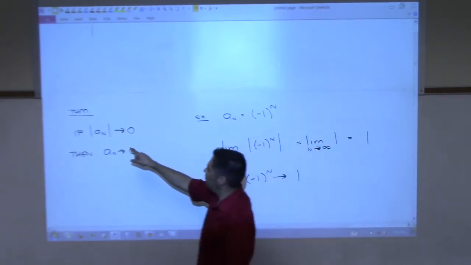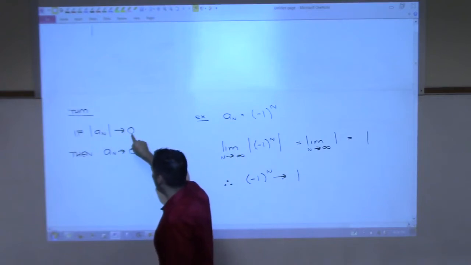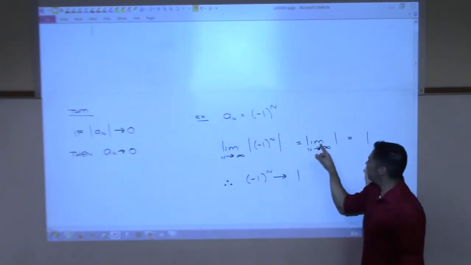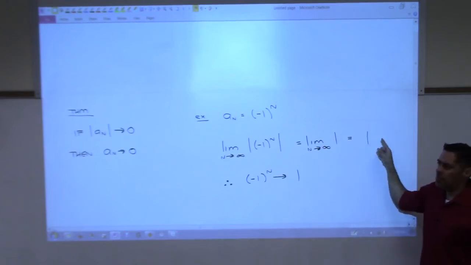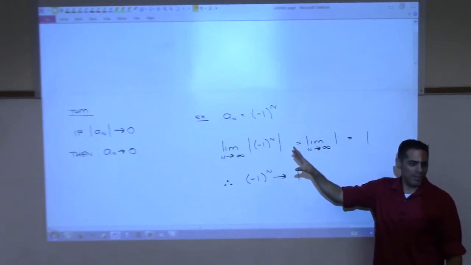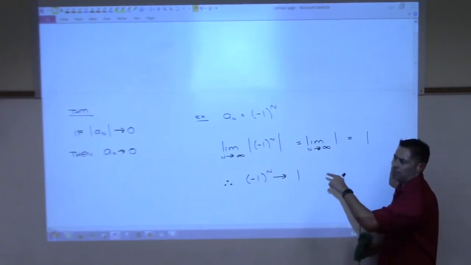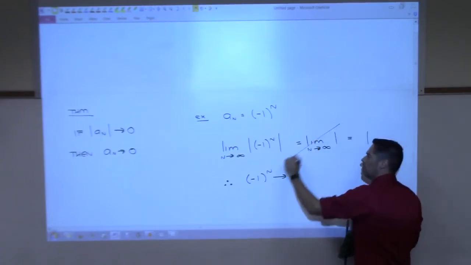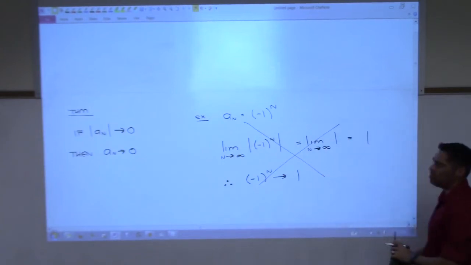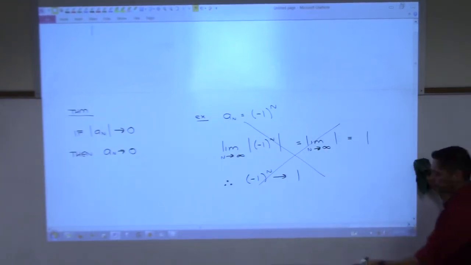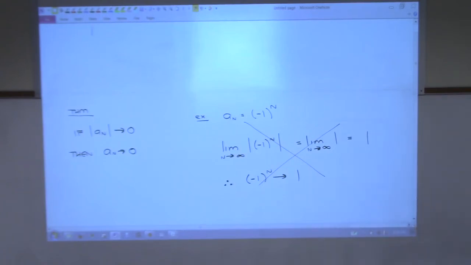If the absolute value of the sequence goes to 0, then the original sequence goes to 0. Here the absolute value of the sequence goes to 1, which means you throw that theorem out the window because you can't use it. So this would be an incorrect usage of that theorem. This is wrong. So just be careful is what I'm getting at. The theorem does not apply.